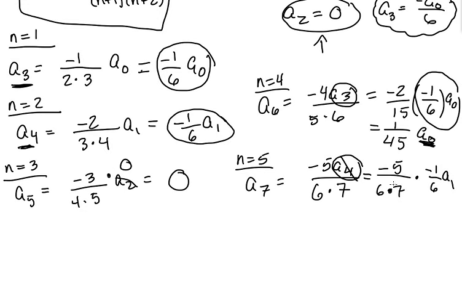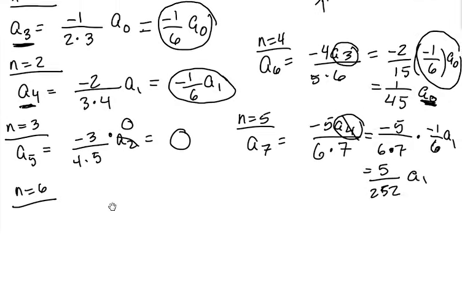So negative 5 over 6 times 7 times negative 1 over 6 a sub 1. Remember, this is like saying a sub 4 right here. A sub 4 equals this. Okay, and then this will equal 5 over... okay, all right, so we solved for that. Thankfully I did this part already, so n equals 6. Let's just do one more.